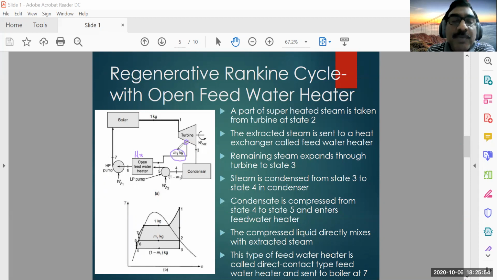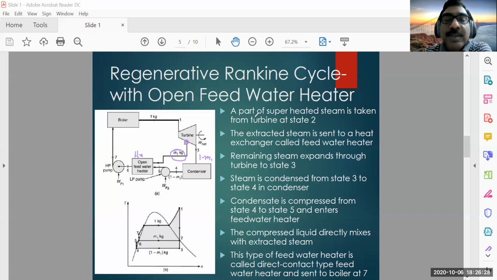So this is the m1 kg. For example, if 1 kg of steam is sent to the turbine, out of that 1 kg, m1 kg is extracted at some intermediate pressure. And the remaining steam, 1 minus m1 kg, goes into the condenser with the complete expansion in the turbine, and then to the feed water pump.